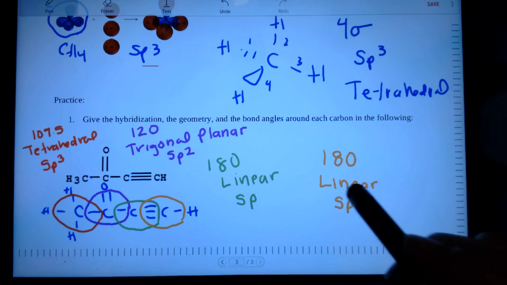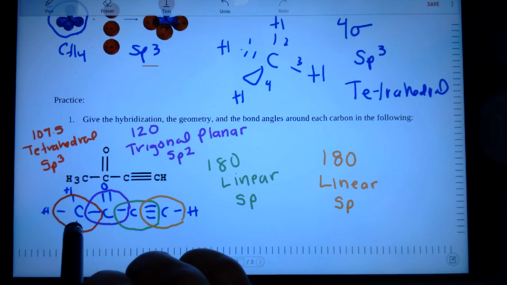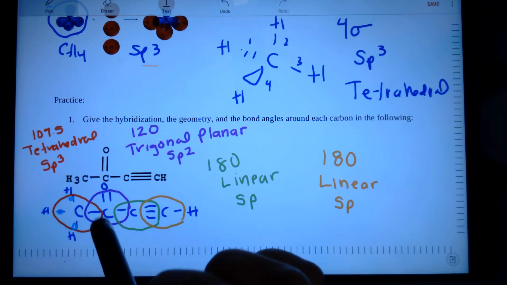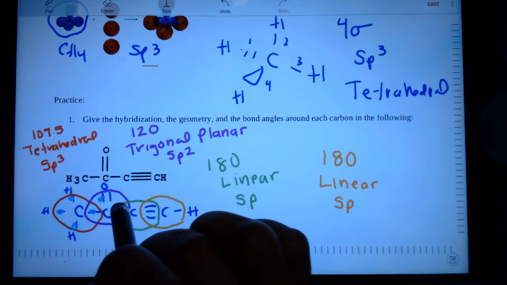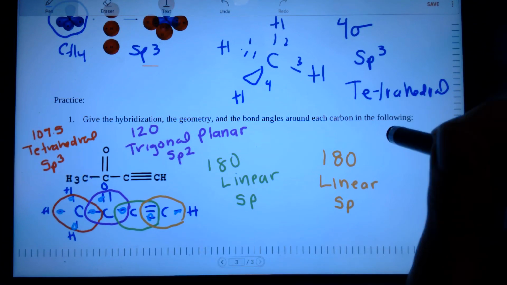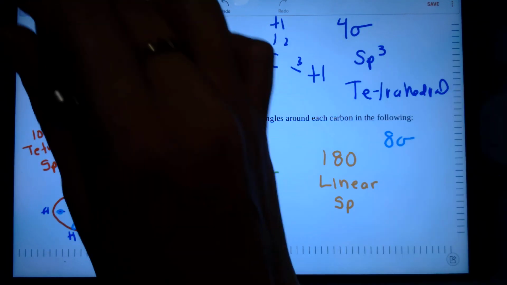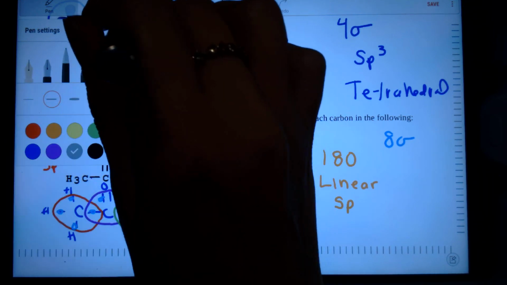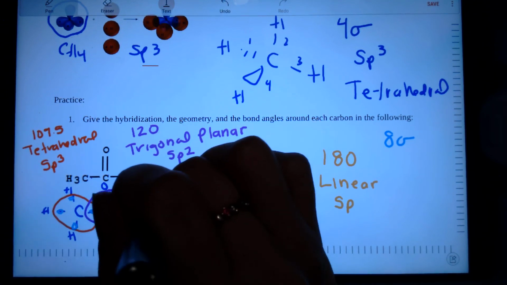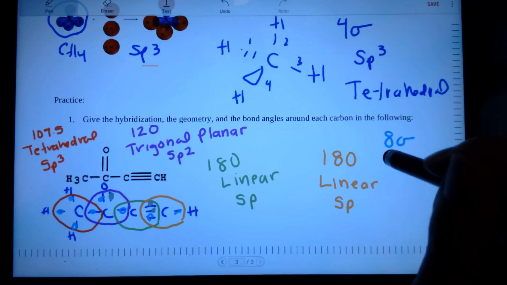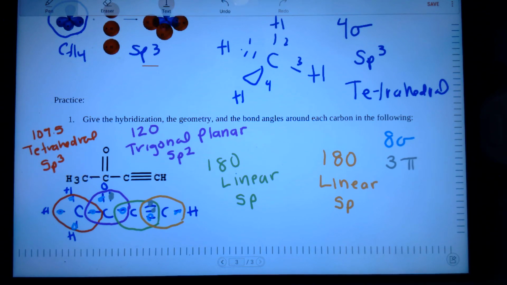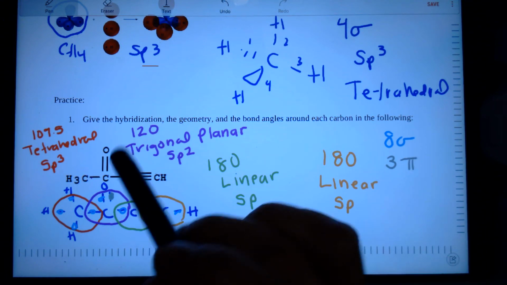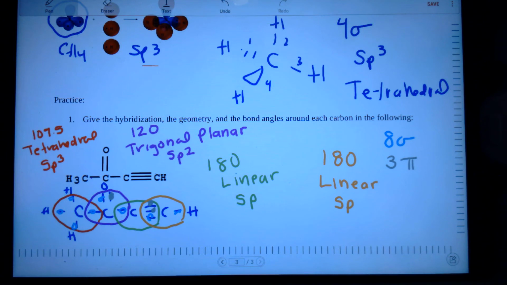Okay, so let's do a sigma pi count. We have 1, 2, 3, 4, 5, 6, 7, 8. So we have 8 sigma bonds. And then I'm running out of colors here. How about gray? And then we have 1, 2, 3. We have 3 pi bonds. So 8 sigma, where we again expect those to be along the plane, and then 3 pi bonds, where we'd expect those to be perpendicular.